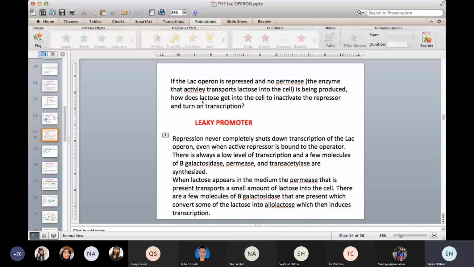Then the cell becomes happy because it now has a lot of glucose. There's no need to switch on the Lac Operon anymore, so no lactose will be brought into the cell. The concentration of lactose gets less and less. The repressor becomes free, as there's no more allolactose binding to it, so it goes back to the original shape. Now it can bind to the operator, and that will switch off the lactose operon.